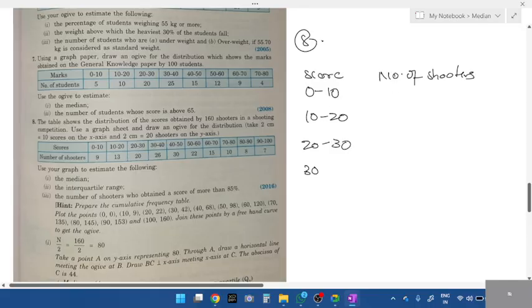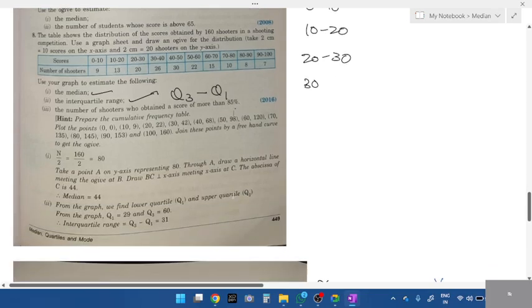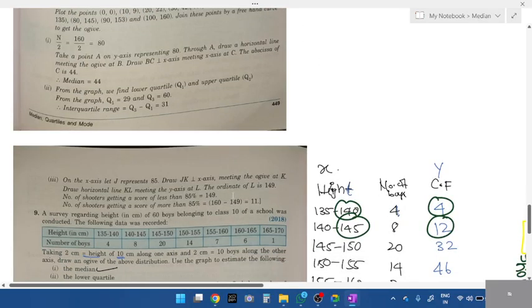For ogive graph, students, look here. Stop writing. What are the questions they have asked us? Median and interquartile. For interquartile, what is the formula? You have to find Q3 minus Q1. You have to find Q3 and Q1. Next, number of shooters who obtained more than 85%. I'll teach this. All of you draw cumulative frequency, construct ogive graph. Be quick.